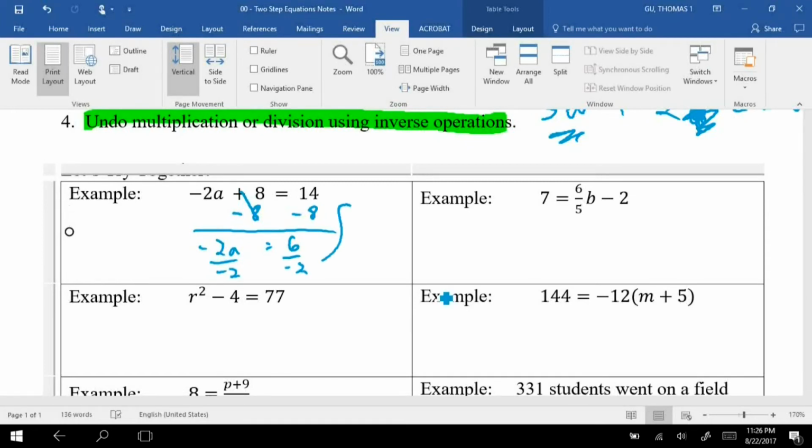We're going to divide by negative 2 to get the A by itself, divide by negative 2. What's negative 2 divided by negative 2? Well, that would be 1. So we got A by itself on the left side. 6 divided by negative 2. What is that? If you said negative 3, give yourself a pat.